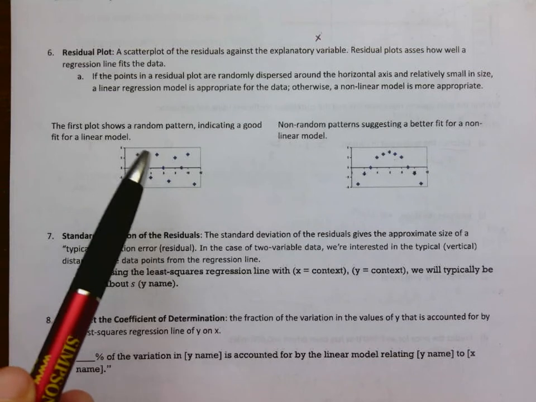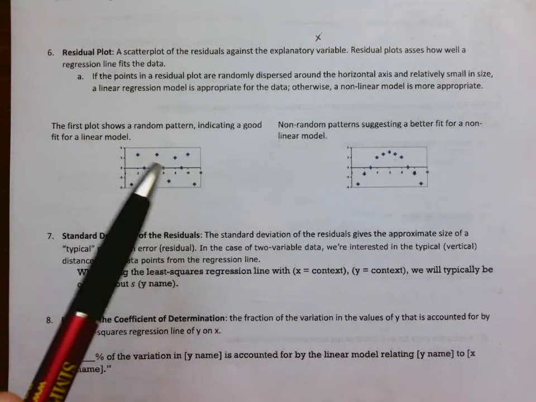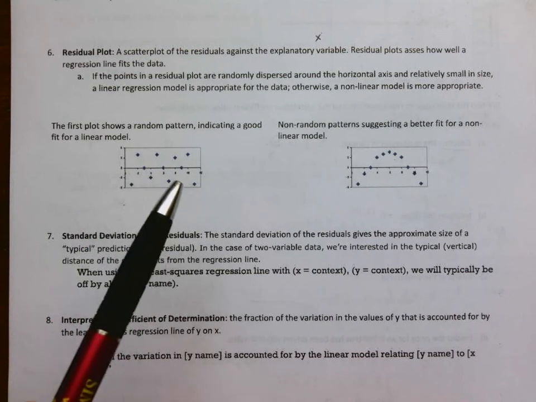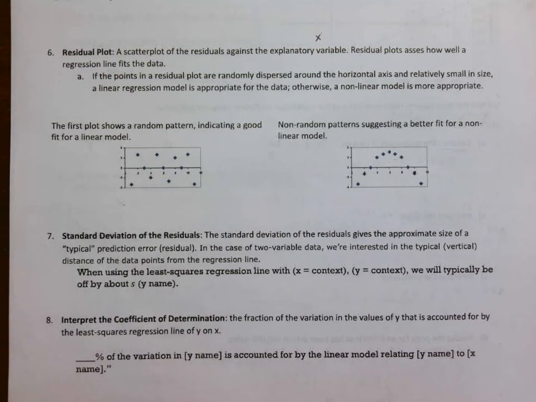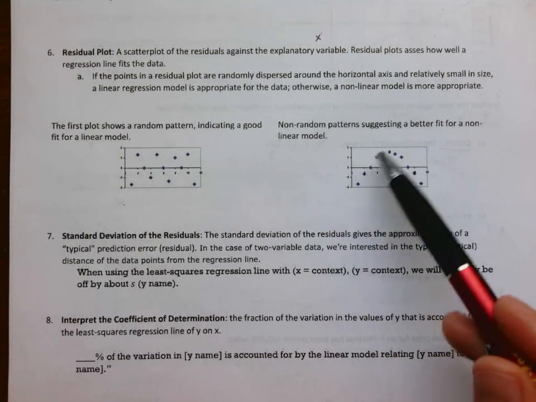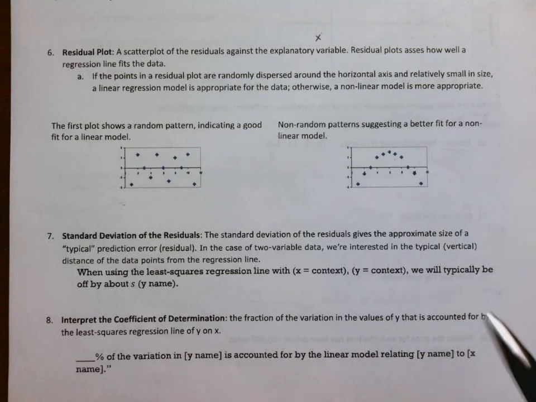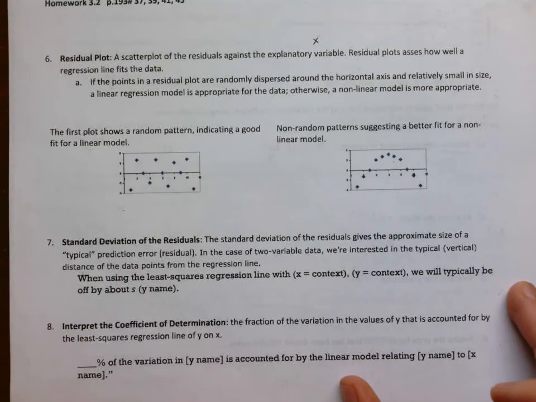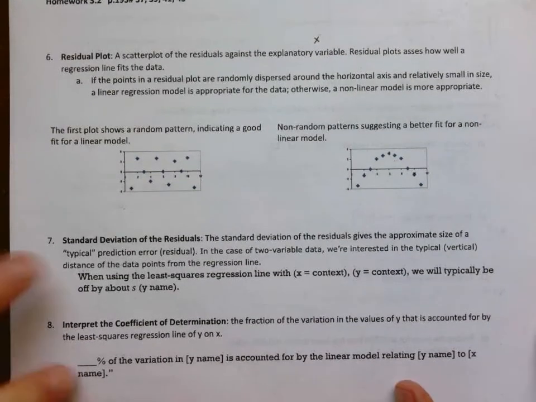So here you see that it's just bouncing around up and down. We might have two in a row that are below, two in a row that come up above. We're just looking for that kind of random scatter. A non-random scatter, like that arc pattern, or a couple other ones that we'll take a look at, is an indication that a non-linear model would be a better fit. We're going to come back to these two vocab terms. I want you to flip over to the next page.